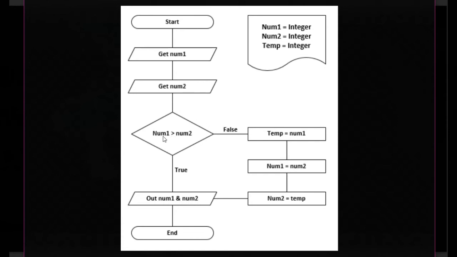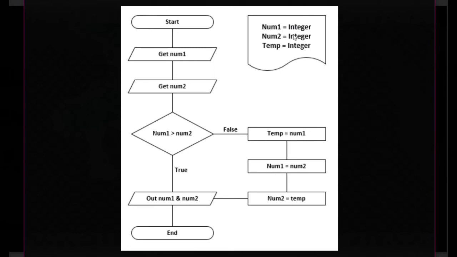In other words, if num1 was, say, 3 and num2 was 10, then what we would have to do is a quick little swap to make it so this output will be true. So we take the temp variable and assign it num1. So now the 10 goes into temp. Then we take num1 and assign it num2, so that gets the 3.